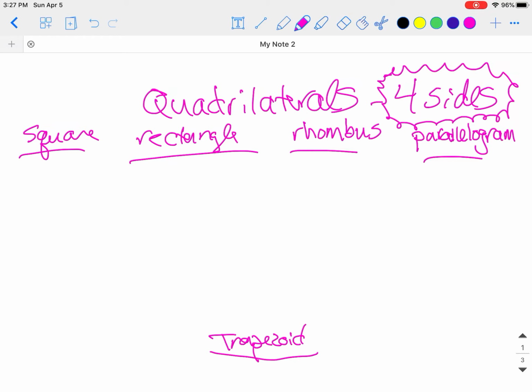Now, there are 5 different types of quadrilaterals. They are the square, rectangle, rhombus, parallelogram, and trapezoid.